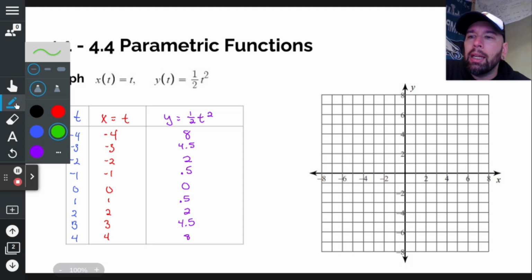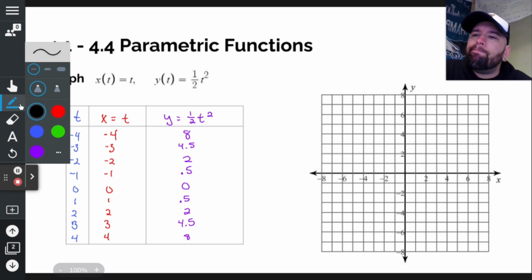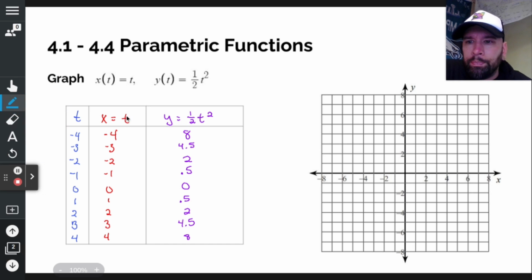Let me choose green because I didn't use that yet. Actually, black. All right. Let me graph these points. When you graph parametric functions, I'm going to label each point by the t value that I used. I'm also going to label the direction that this is going in as t increases, because that's part of graphing parametric functions. So -4 is 8.